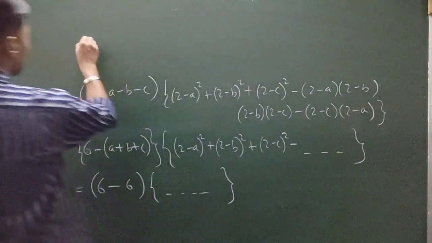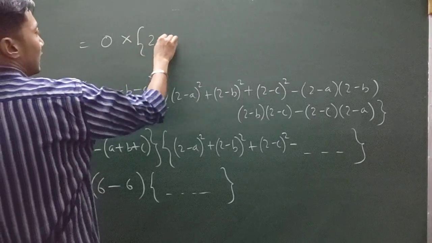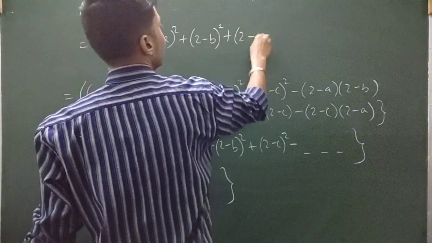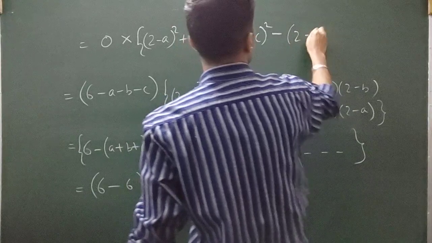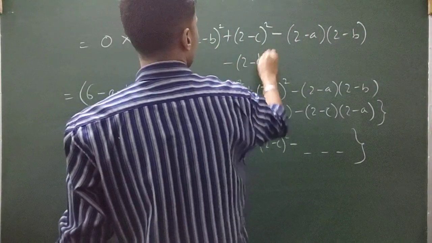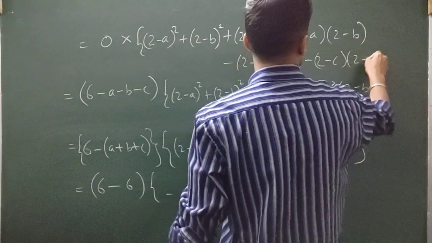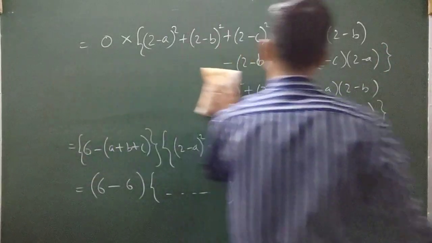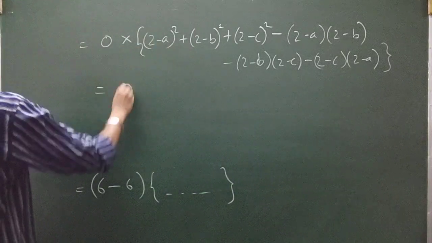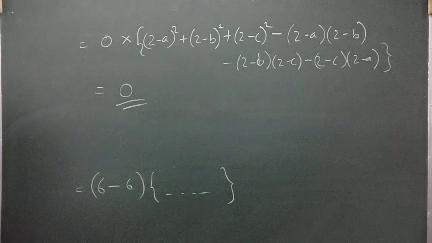So then this value is what? 0 into, okay, for the last time, let me just write down plus. Some of you might think, sir is becoming lazy. 2 minus A, 2 minus B, 2 minus B, 2 minus C, 2 minus C, 2 minus A. So then the ultimate value is how much? 0.